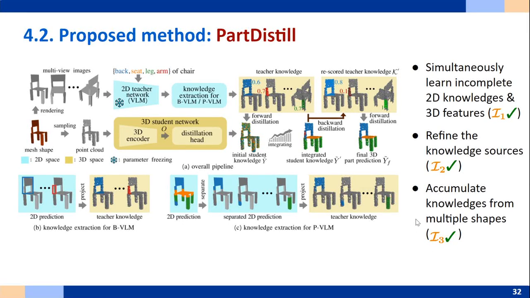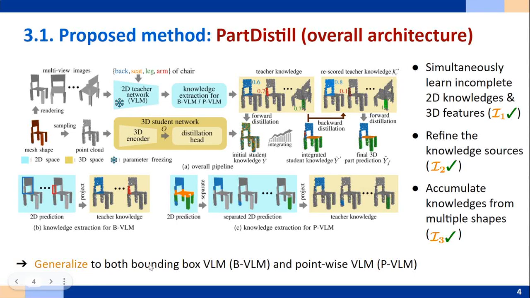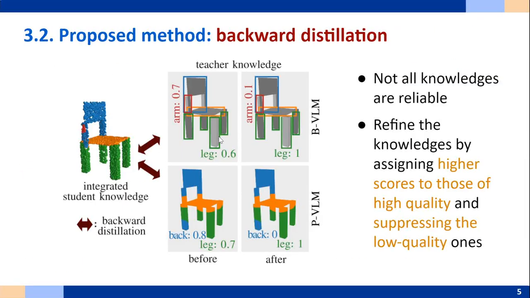And our method generalizes to both bounding box VLM, for example GLIP, and also pixel-wise VLM, for example CLIP. For backward distillation, we compute the agreement between the teacher and the student knowledge. And then by computing this agreement, we can identify those of low quality knowledge and also those of high quality knowledge. For more details, we suggest reading our paper. And then by knowing this low and high quality, we try to suppress the low quality knowledge, for example, from 0.7 to 0.1, and we increase the high quality, for example, from 0.6 to 1.